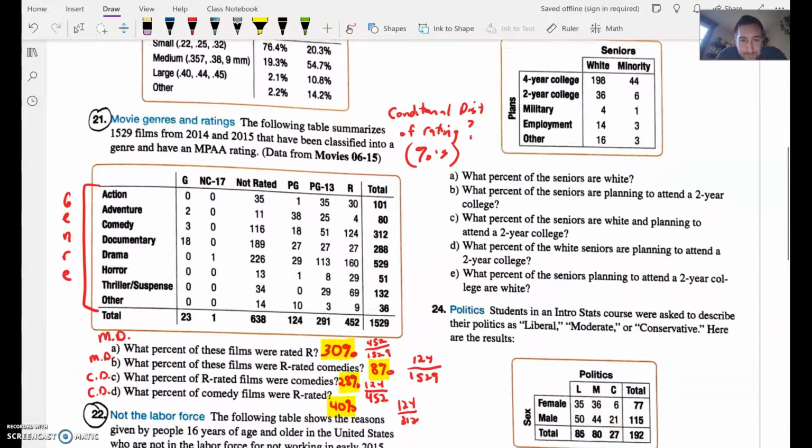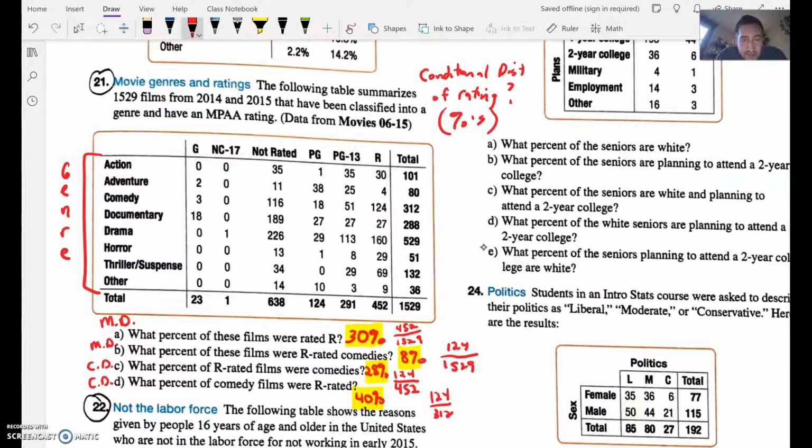Okay? So that is conditional distributions. It's talking about you slide in, you focus in on a condition, and you divide everything by that total.